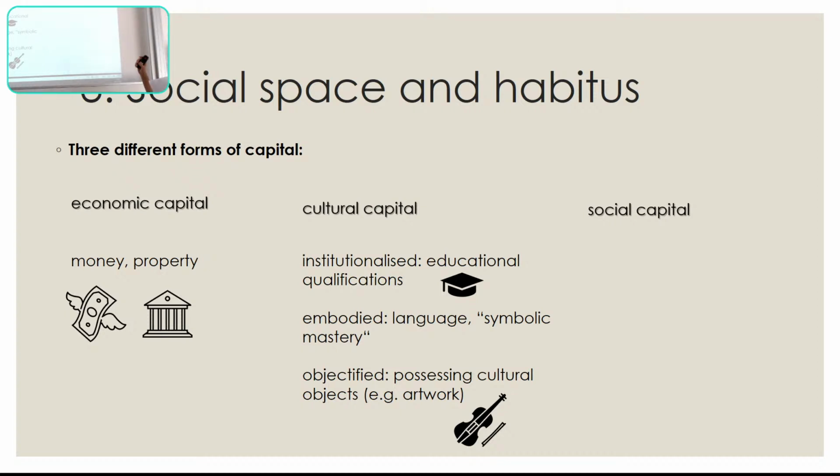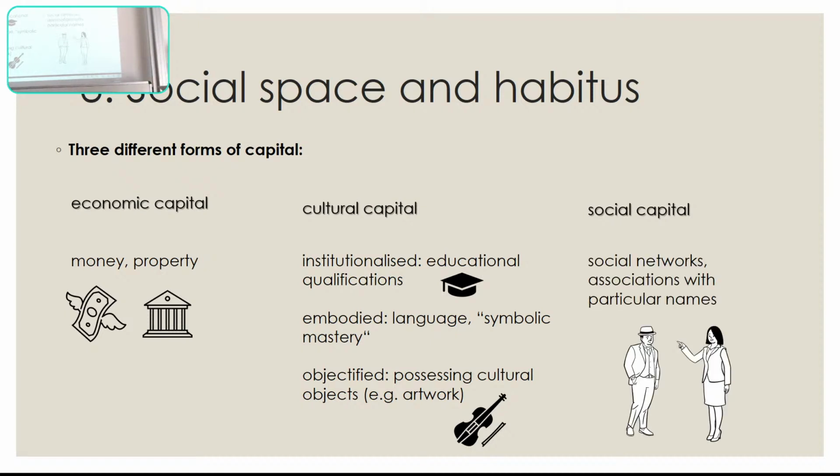And then he also talked about symbolic mastery, which is having a handle on abstract symbolic systems. So for instance, if you go somewhere and you see an artwork that's impressionist, you would recognize it as impressionist, and that's having this symbolic mastery and being above someone else who wouldn't notice that. And then we have the objectified cultural capital, which is the possession of cultural objects, such as artwork or instruments.